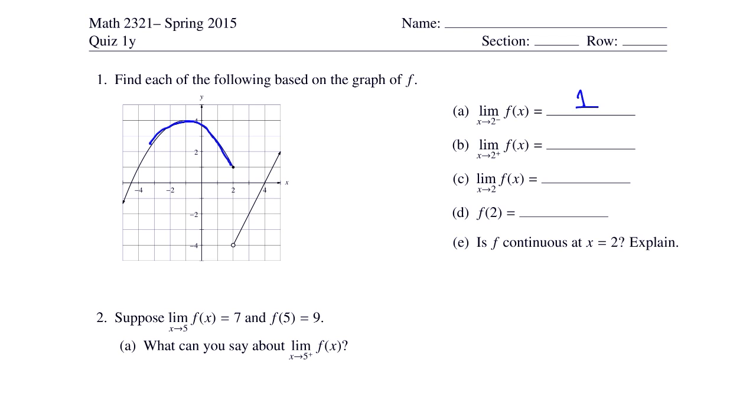Part B, find the limit as x goes to 2 from the right. I'm going to trace from the right side as x goes to 2 from the right side. We see that we get down to -4. Part C, find the limit as x goes to 2, the full two-sided limit. Well, since the two one-sided limits are not the same, the full limit does not exist.